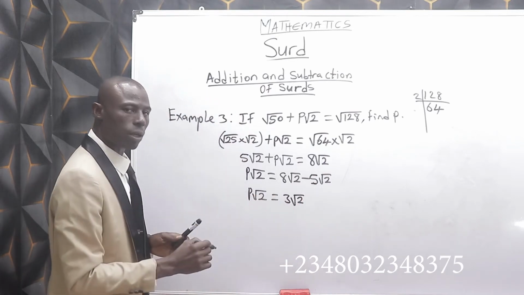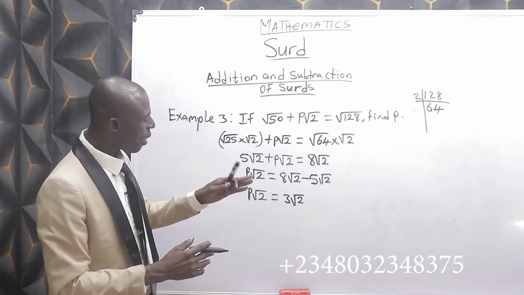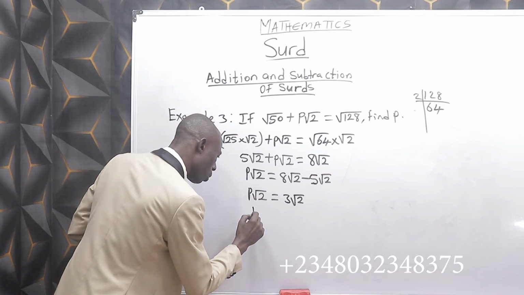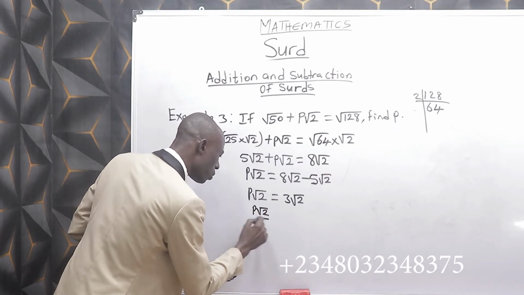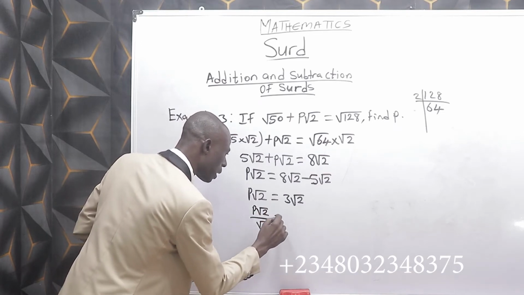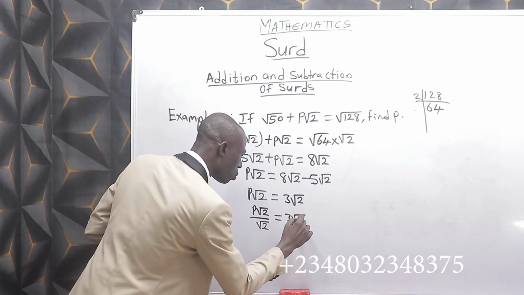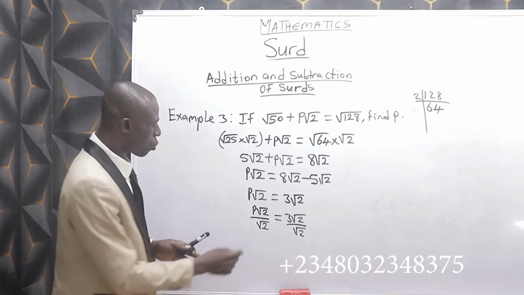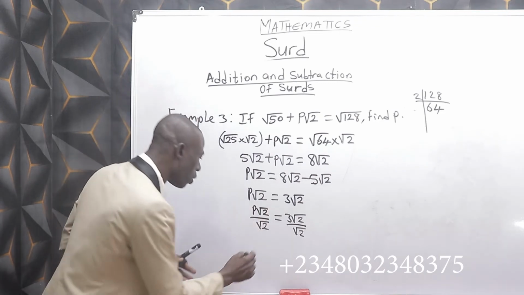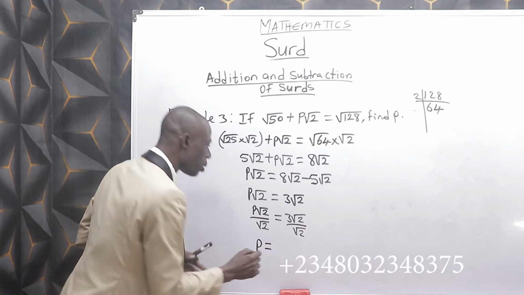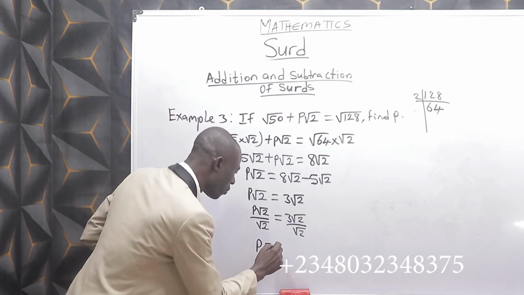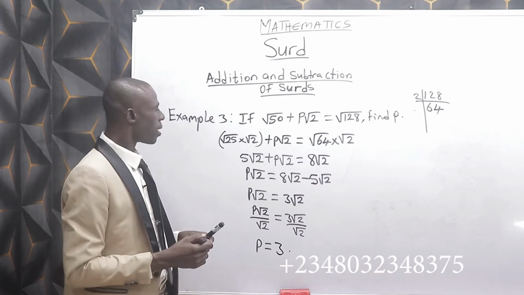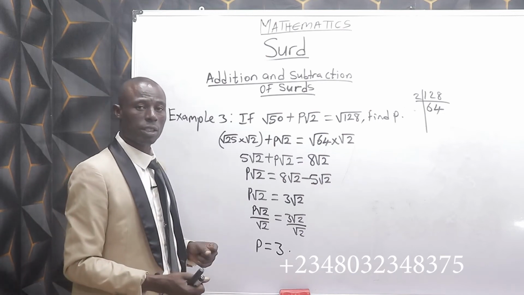To know the actual value of p, you divide both sides by root 2. Dividing both sides by root 2, you have p root 2 divided by root 2 gives 3 root 2 divided by root 2. You can see that root 2 will cancel root 2 here to give us p. Root 2 will cancel root 2 here to give us 3. So the value of p is 3. That is the end of example 3.